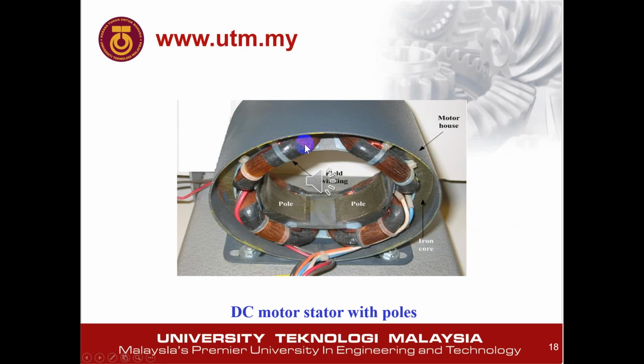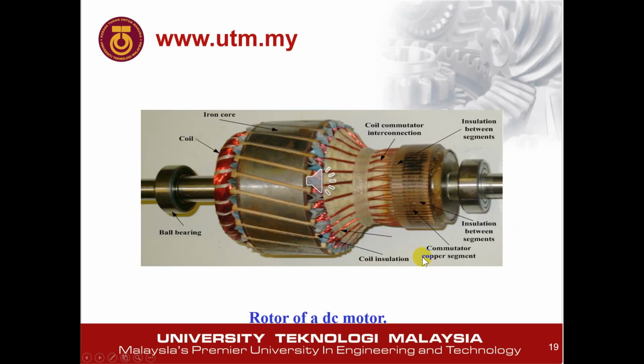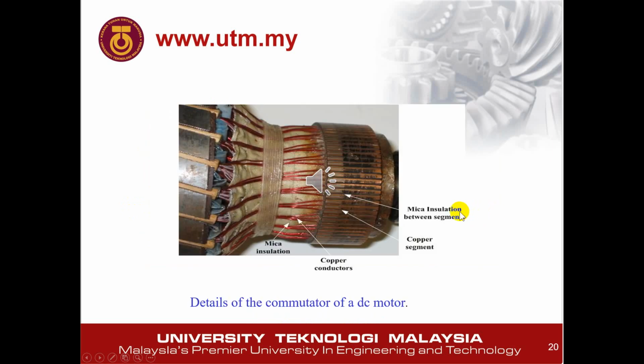Okay, this is an example of a DC motor with 4 poles, or 2 pole pairs. And this one is the rotor part. The previous one was the stator. This one is the rotor. And this one is the commutator. So you don't have to worry about this. Usually they will ask only the application, the advantages and disadvantages. Sometimes they ask you to draw the stator and rotor.